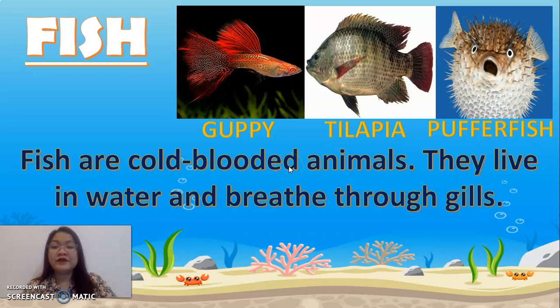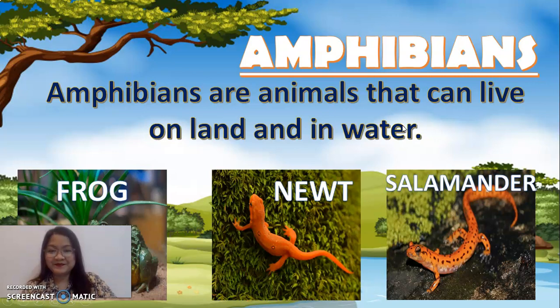Next, number 2. Okay. Number 2, we have amphibians. Again, everybody, can you say amphibians? Very good. So, amphibians are animals that can live on land and in water. Again, when we say amphibians, these animals can live on land and in water. So, what are the examples of amphibians?